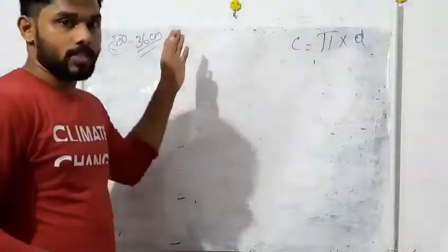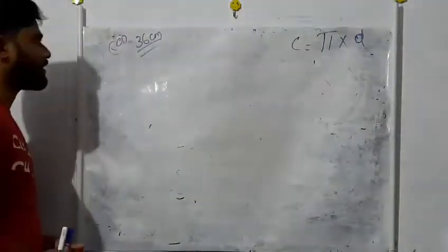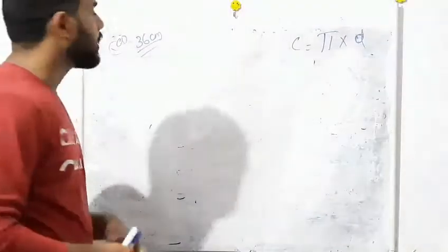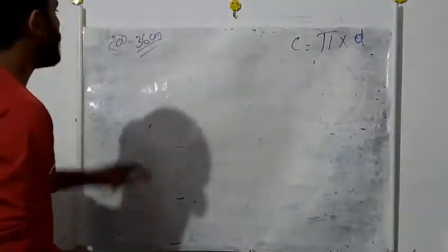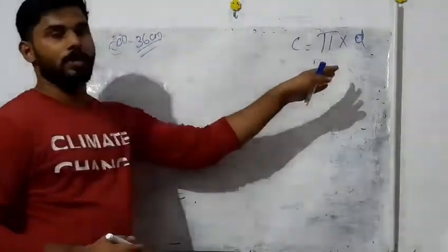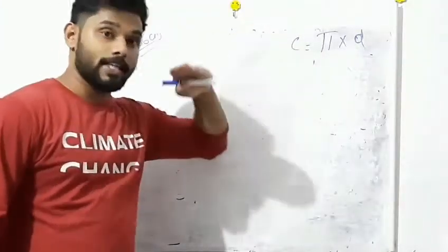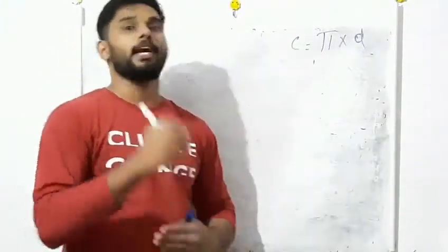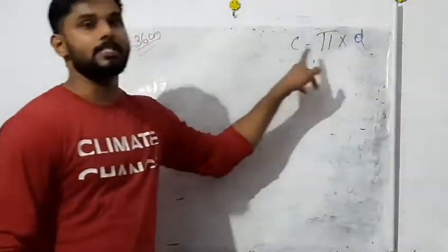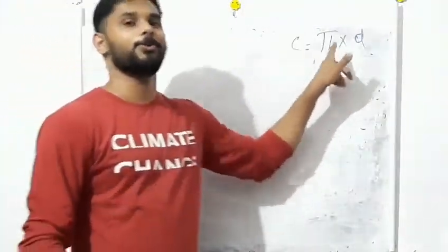Now we are going to discuss 16.4 question number 2. The question is 36 centimeter. What diameter is given? We have to find out the circumference. So how can we find out the circumference? If the diameter is given, then we can use this equation: circumference is equal to pi into d.